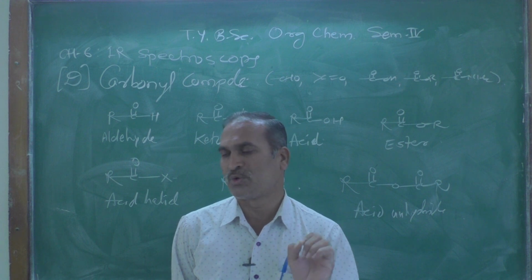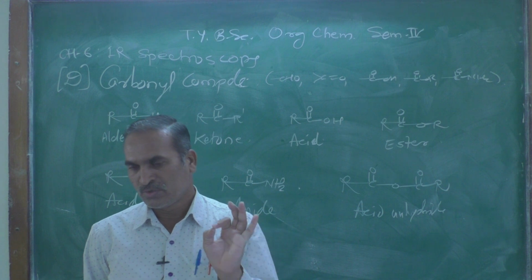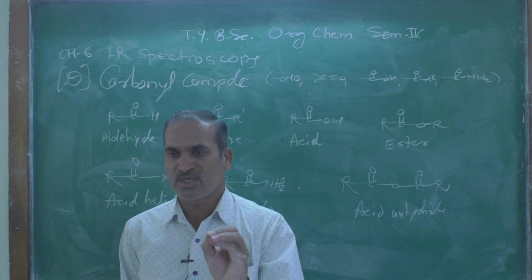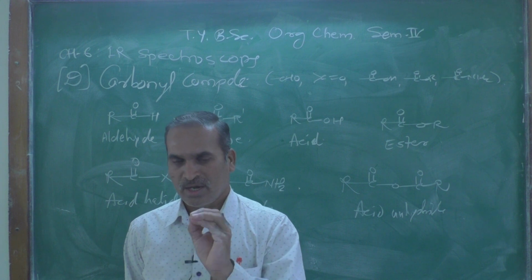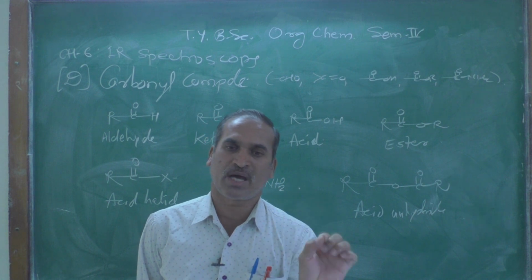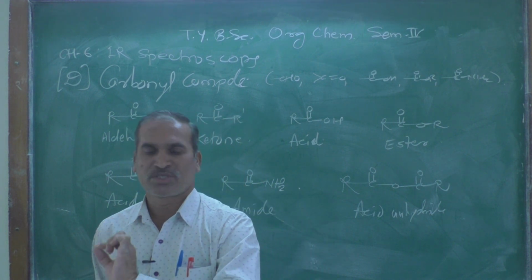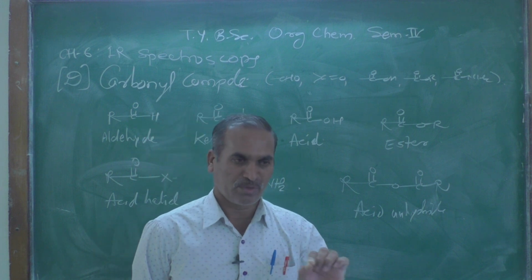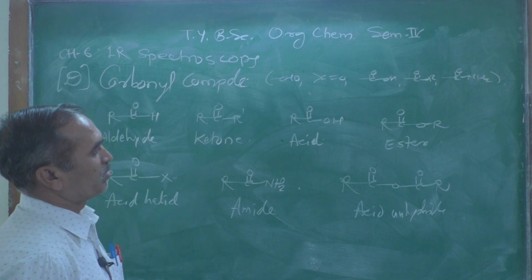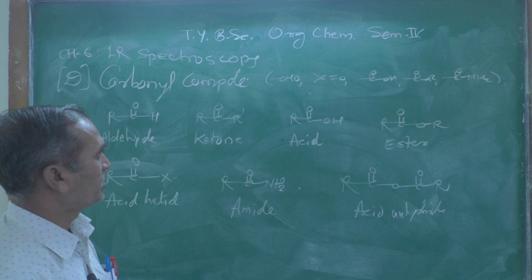Remember, functional group is nothing but a site of reaction. Whenever we add a reagent, the changes occur at a particular part of the organic compound. That part is known as the functional group. Carbonyl is a common group present in the case of aldehyde as well as ketone.